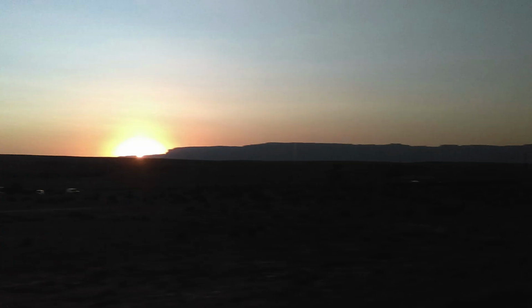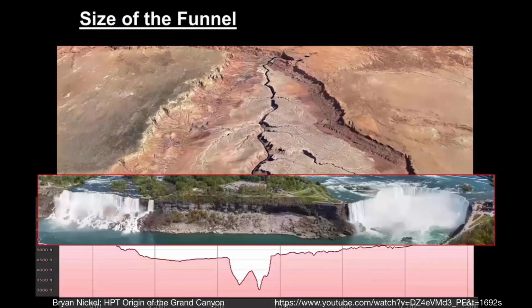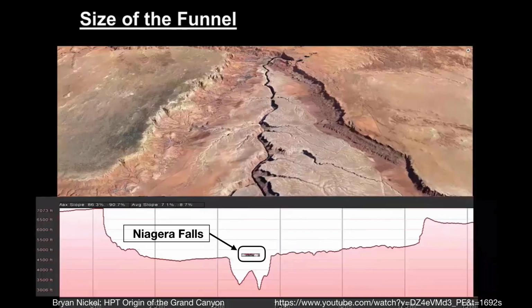Okay, so again, this funnel is 12 miles wide, 18 miles long. Anybody been to Niagara Falls? Yeah, well, this is what Niagara Falls would be like there. Niagara Falls is like 3/4 of a mile. This is 12 miles. And so there's a lot of water that removed all that sediment.